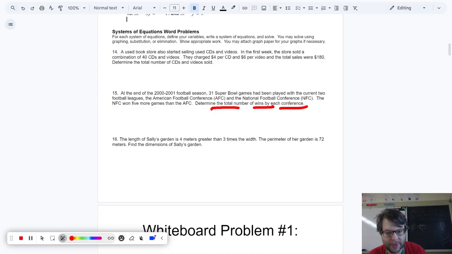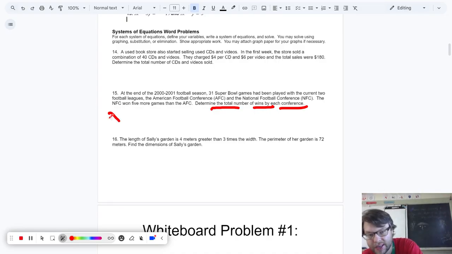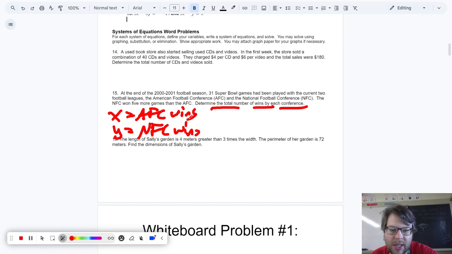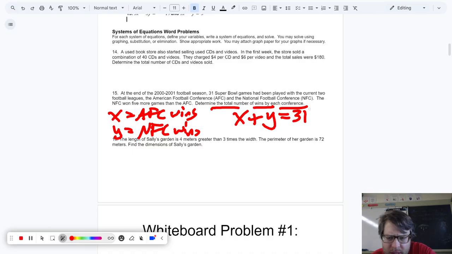So we don't know the number of wins, so let's just say that X is the AFC wins, and that Y is the NFC wins. And we know two things. We know 31 games have been played, and it was either AFC or NFC, so X plus Y is 31. And then the next sentence, the NFC won 5 more games than the AFC.